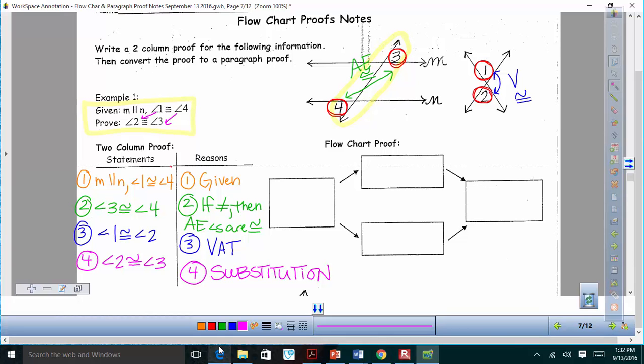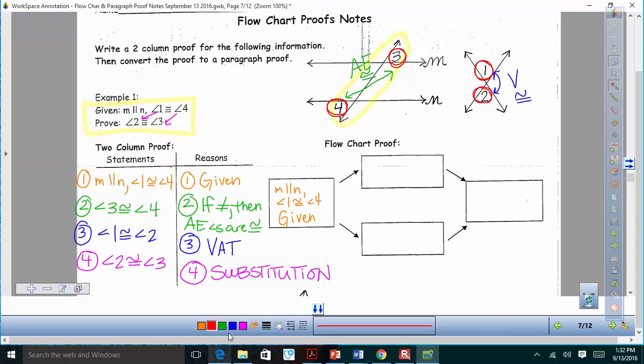Okay, so the other class really liked flowchart proofs, okay? Because in a flowchart proof, we're doing those same things, except it's a little shorter. So in my first box, what do you think goes in the first box? Okay, the given. So M is parallel to N, and angle 1 is congruent to angle 4. I know that because it's given. So that's what I write in the first box.